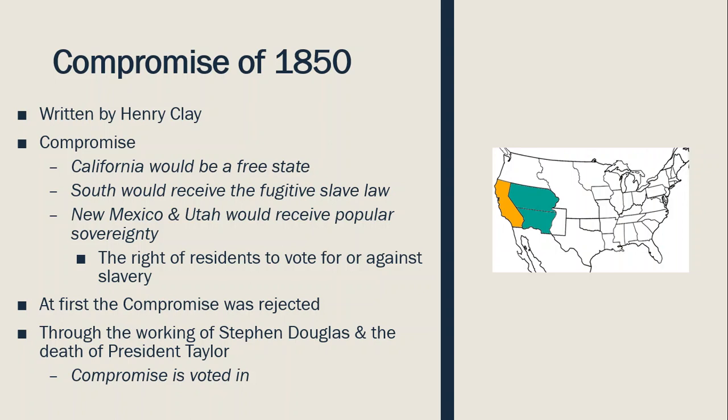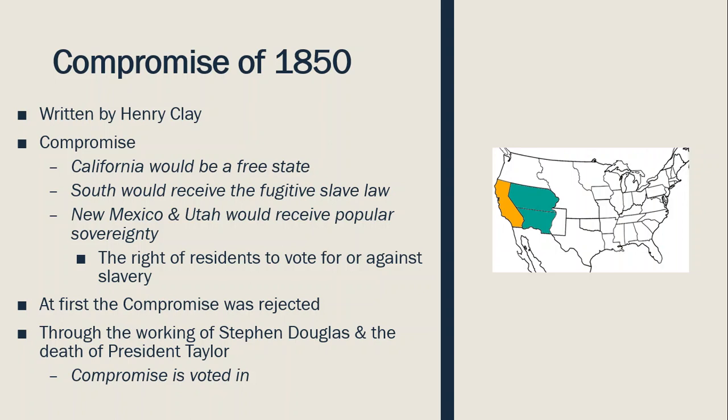At first, the compromise is rejected. No one liked the terms. The North hated the fugitive slave law, and the South said, this is not fair for California to tip the balance in terms of free states. However, Stephen Douglas, and with the death of President Taylor, they're able to work the compromise through Congress and get it into action. And so these will be the terms.